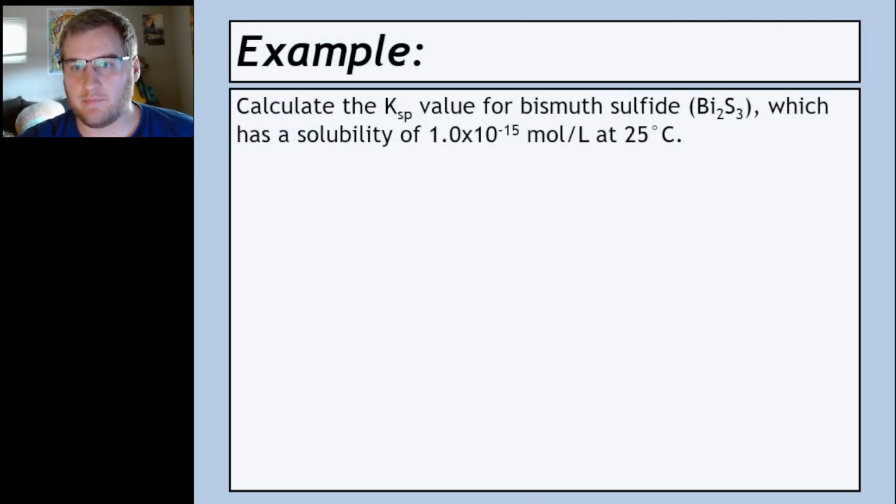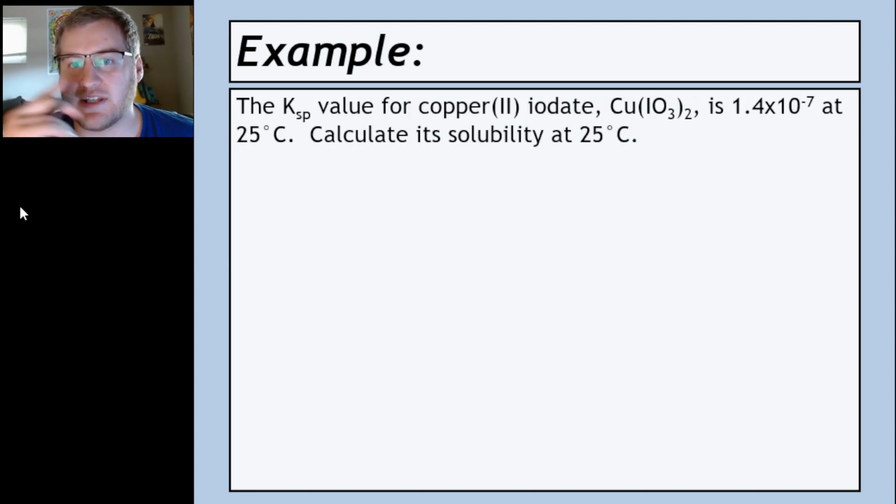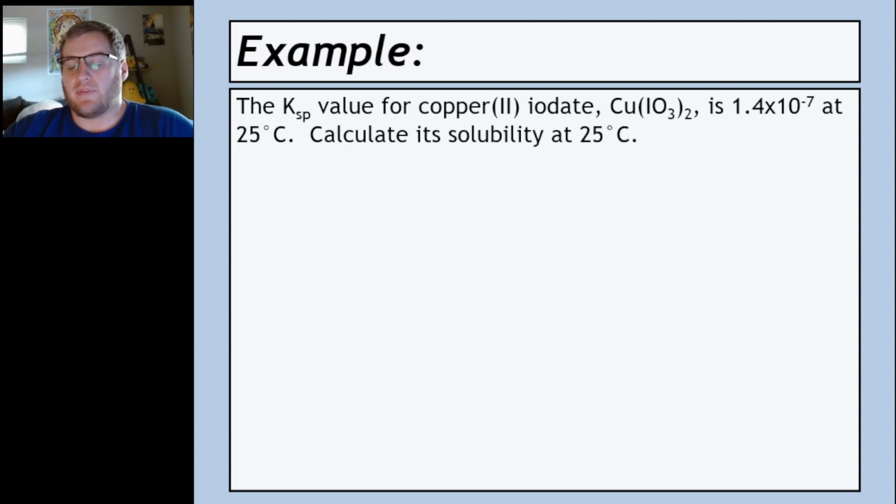All right, next problem is going to be related, but I think we're going to change it up just a bit. I'm going to give you the Ksp value this time. So the Ksp value for copper 2 iodate, Cu(IO3)2, is 1.4 times 10 to the minus 7. So like the last 2 problems, that's what we were solving for. We're going to do it backwards this time. Calculate its solubility. Remember, solubility is x. I'm giving you the Ksp, you're solving for x. Let's see how that would look.